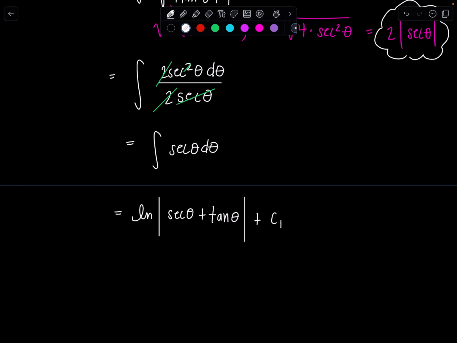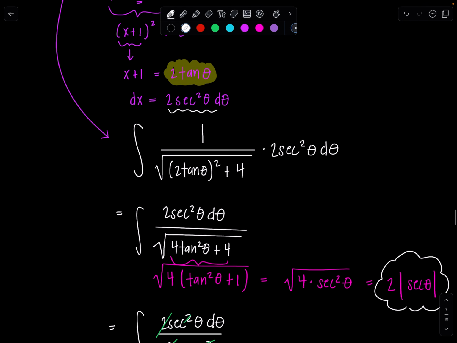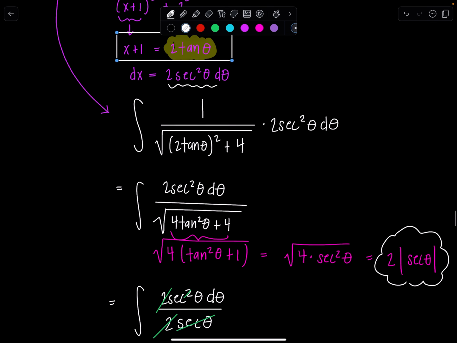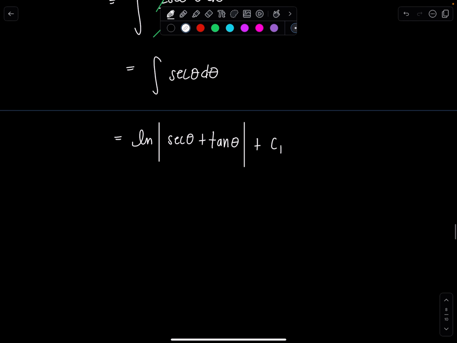So right now my antiderivative is in terms of theta. I need to get back to x's, right? Originally the integral was in terms of x. So how do we do that? Well, look at the substitution that we made right here. x plus 1 equals 2 tan theta. So if x plus 1 is 2 tangent theta, that means x plus 1 divided by 2 is tangent theta.